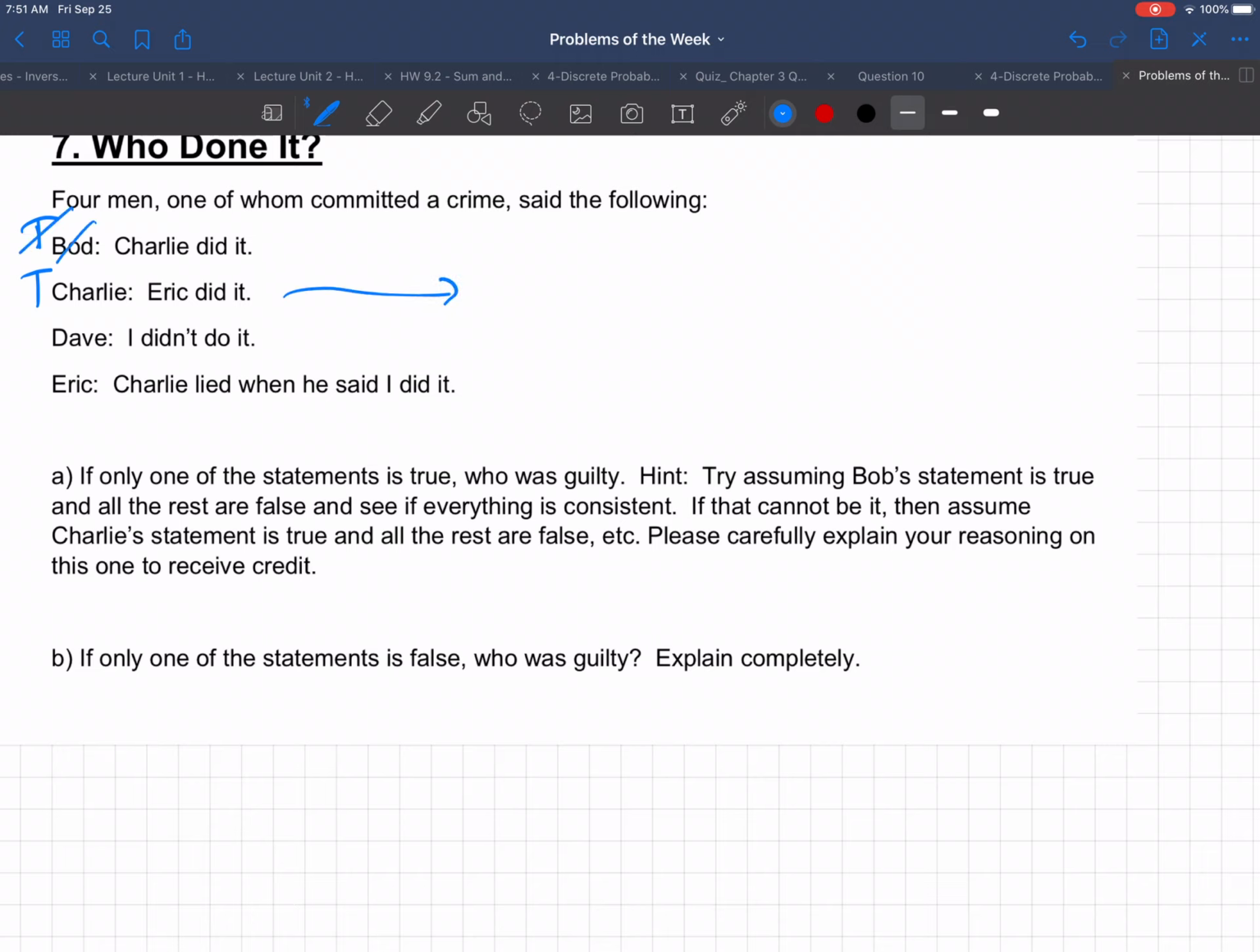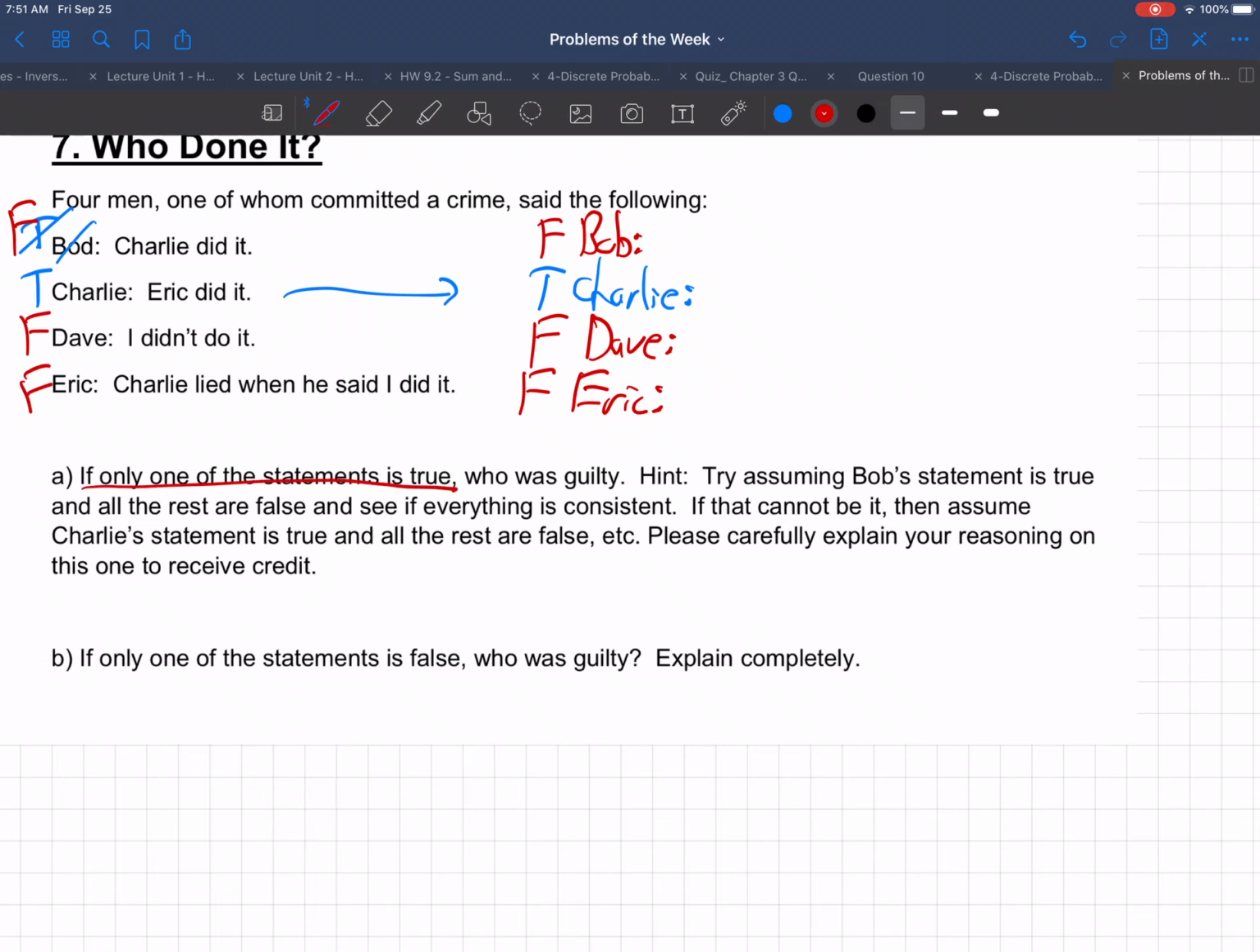So next we're going to try false for Bob, true for Charlie only, and false for Dave and false for Eric, right? This is the next option we're trying: false, true, false, false, aren't we? Because again, only one is true, and it isn't Mr. Bob. We tried him and it didn't work. It was inconsistent when we tried to make only him true. It ended up having two people who did the crime. Okay, here we go. Let's try this one now.